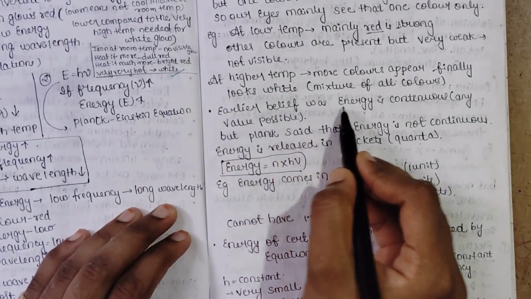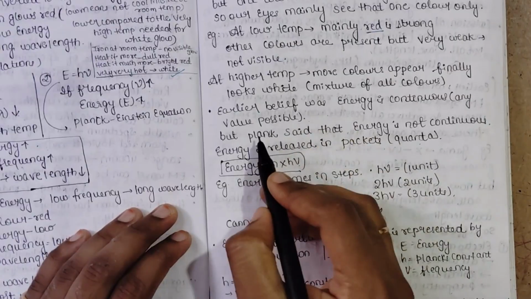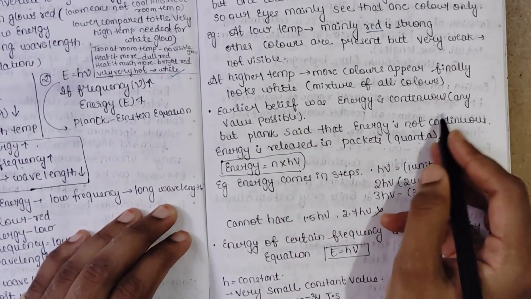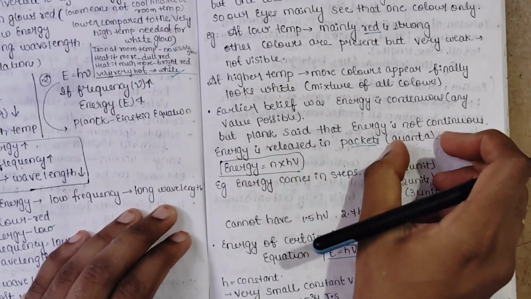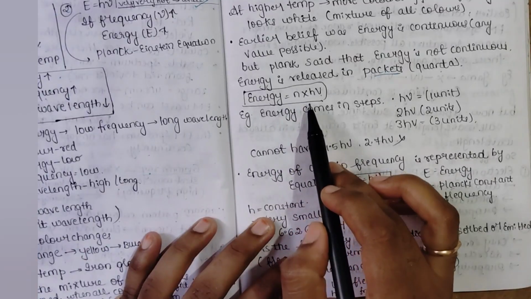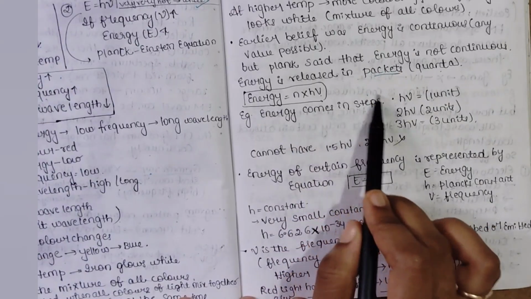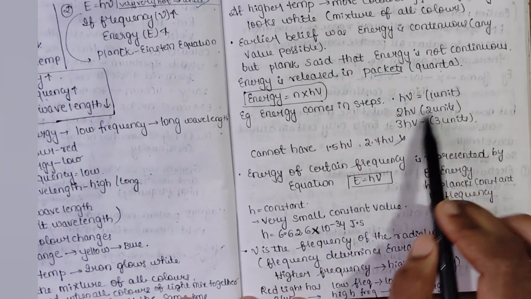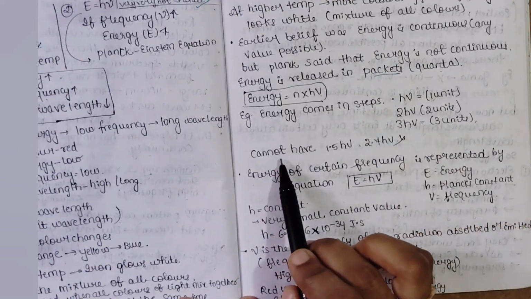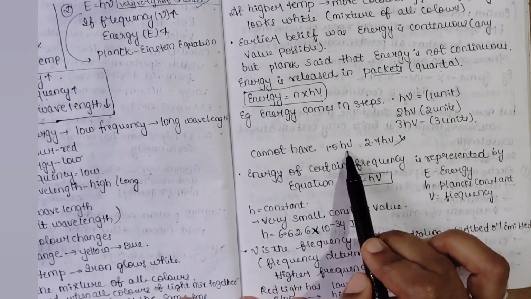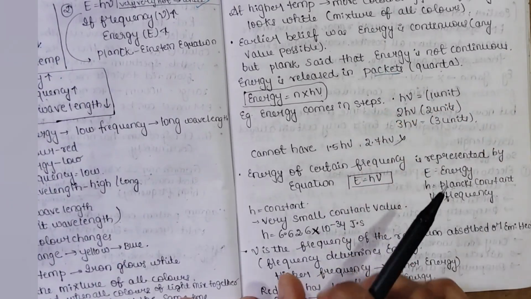The earlier belief was that energy is continuous, that is, any values are possible. But Planck said that energy is not continuous, energy is released in packet form, that is, quantized. Energy equals n times h nu, where n is the number of units. If energy comes in steps, h nu is 1 unit, 2 h nu is 2 units, 3 h nu is 3 units. It cannot have 1.5 h nu or 2.5 h nu. Only fixed amounts are released here.